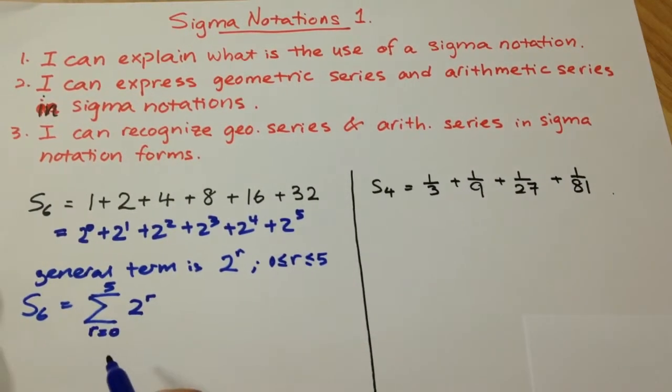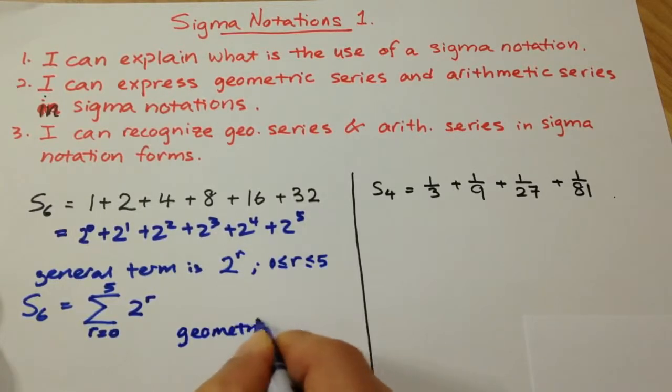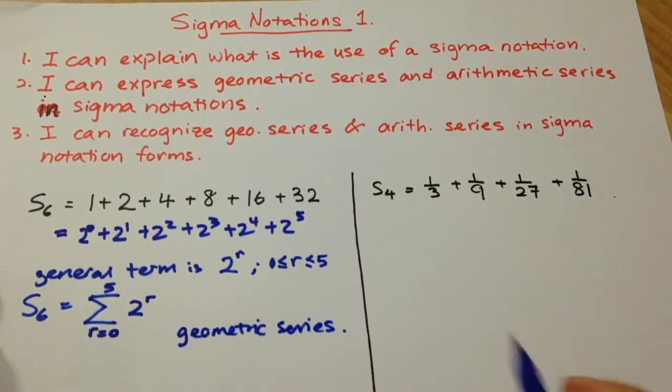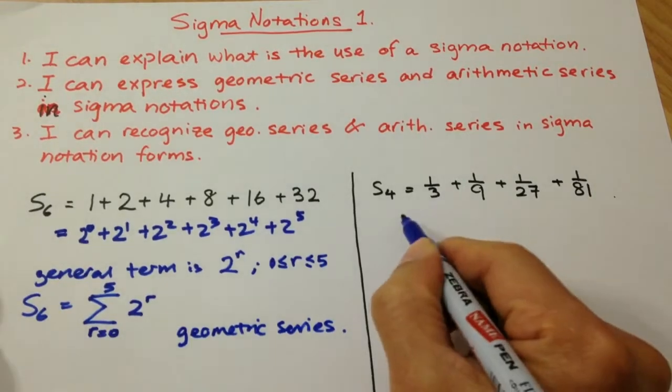Next, we look at this example here, S4. By the way, I hope that you recognize this is actually a geometric series. Right, this is a geometric series. Over here, I have a 1 over 3. So let's write it out.